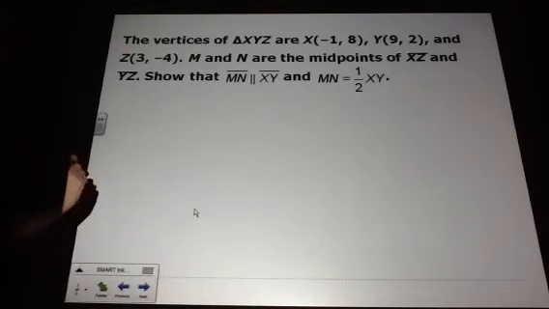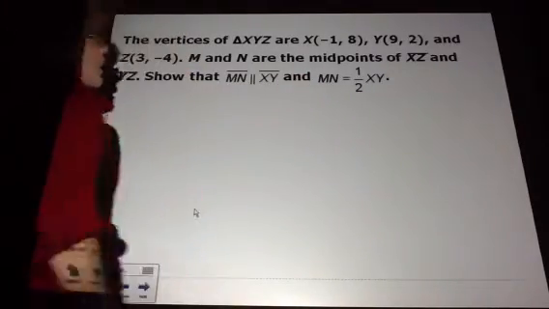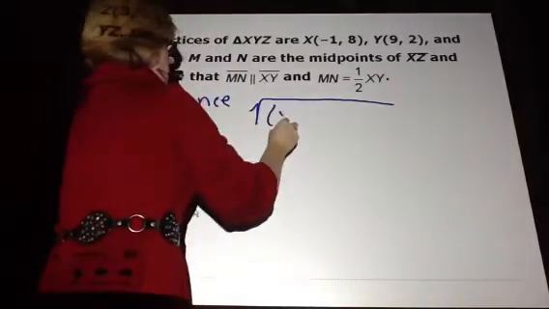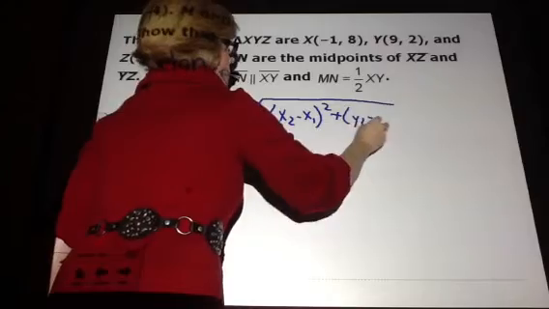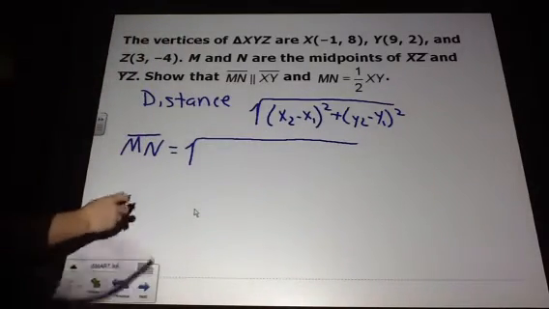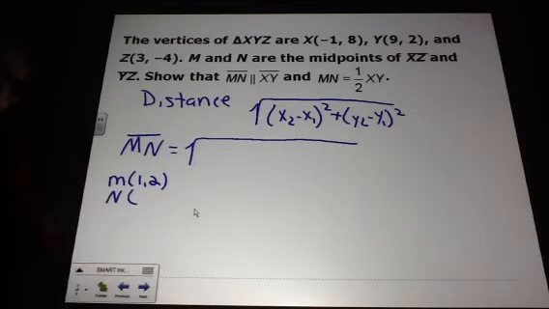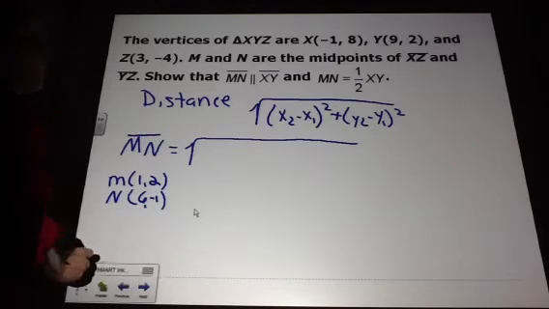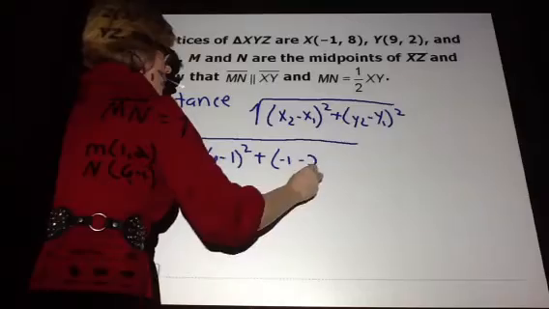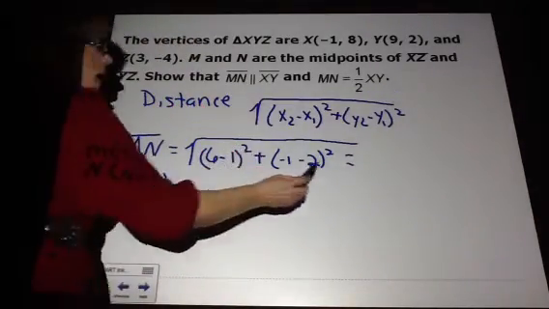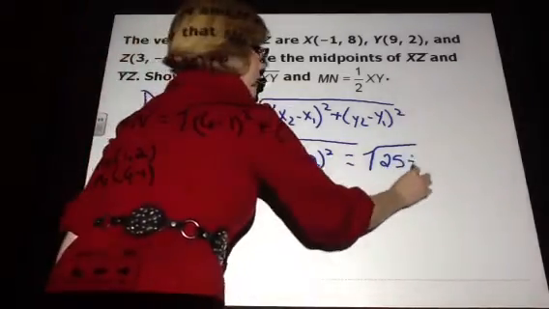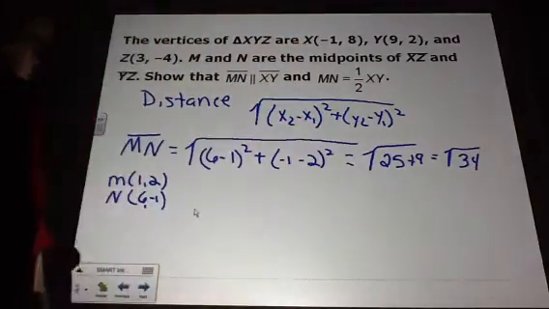All right, now we need to look at what we're trying to prove here. So we're going to have to think distance formula. Okay, so let's look at MN. Now remember, M is 1, 2. N is 6, negative 1. So we've got 6 minus 1 squared plus negative 1 minus 2 squared. 6 minus 1 is 5. 5 squared is 25. Negative 1 minus 2 is negative 3. Negative 3 squared is 9. So we get the square root of 34 for MN.